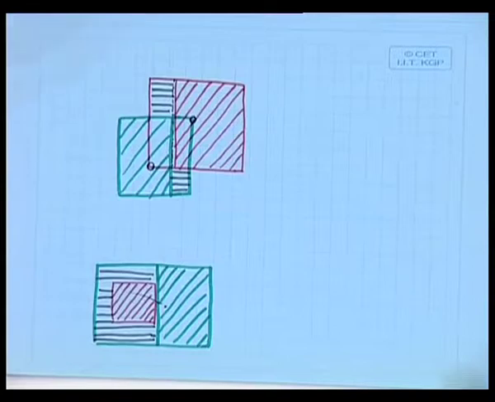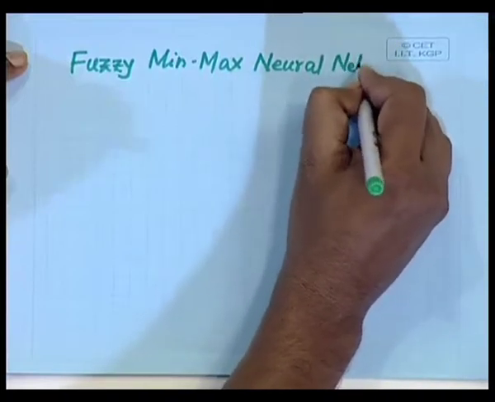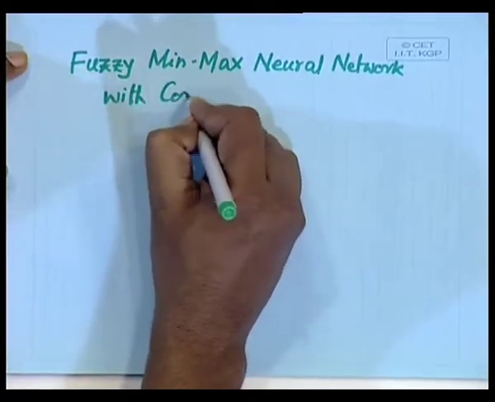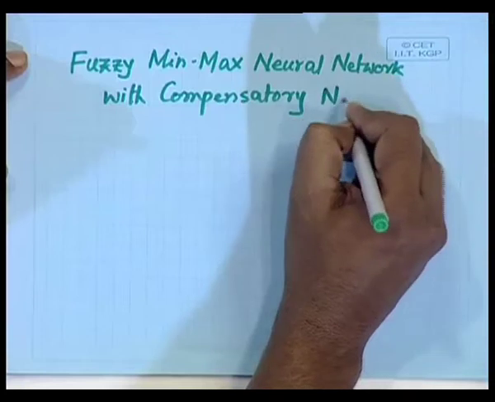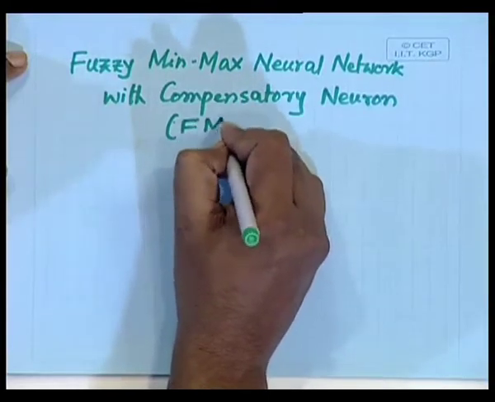So, to solve this problem, we had suggested an architecture which is called fuzzy min-max neural network with compensatory neuron, or in short, FMCN.